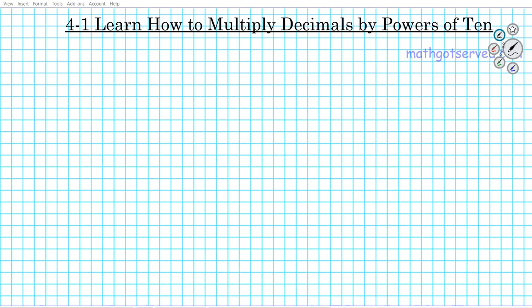Alright, the instructions for the examples that we're going to do are for us to find the product. Okay, so for question number 1, it's a 4-part question. 1a, what is the product of 57.3 times 1? Alright, so let's go ahead and take a look at the rule for multiplying decimals by powers of 10.